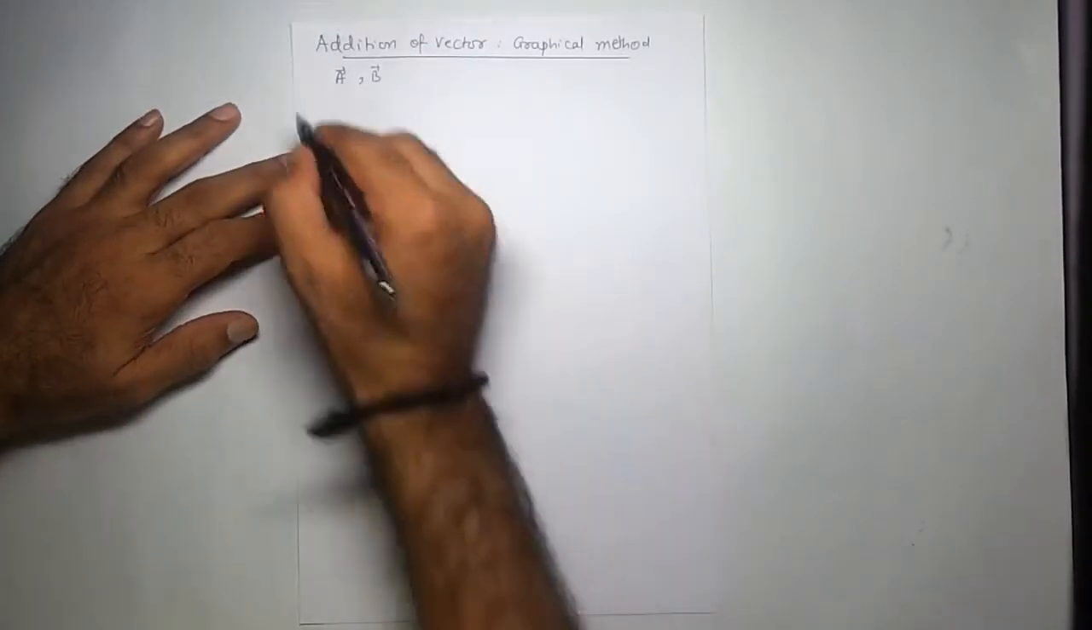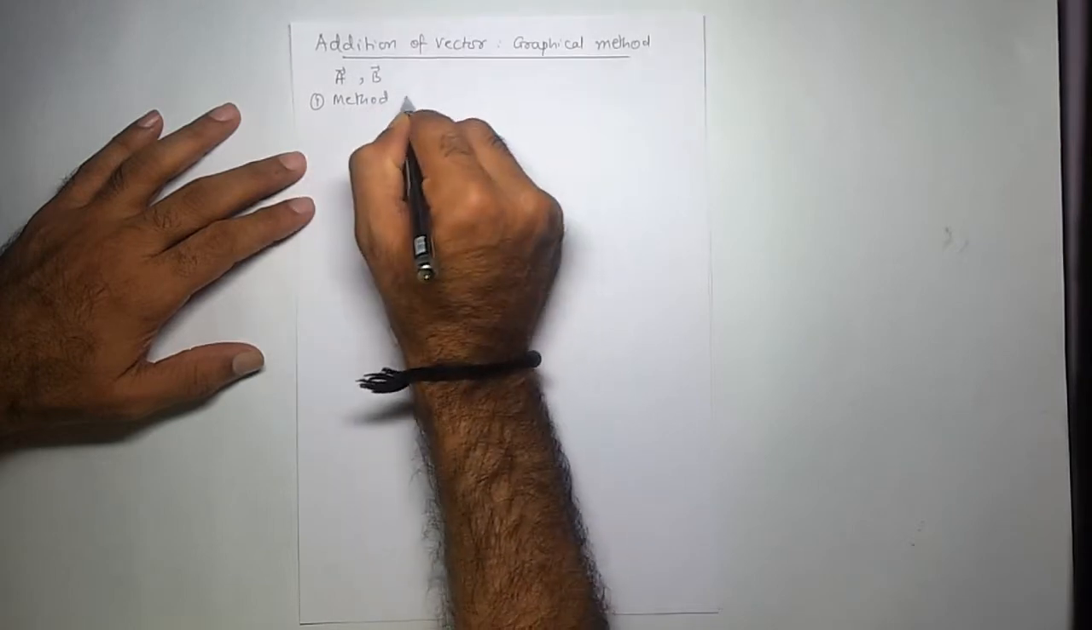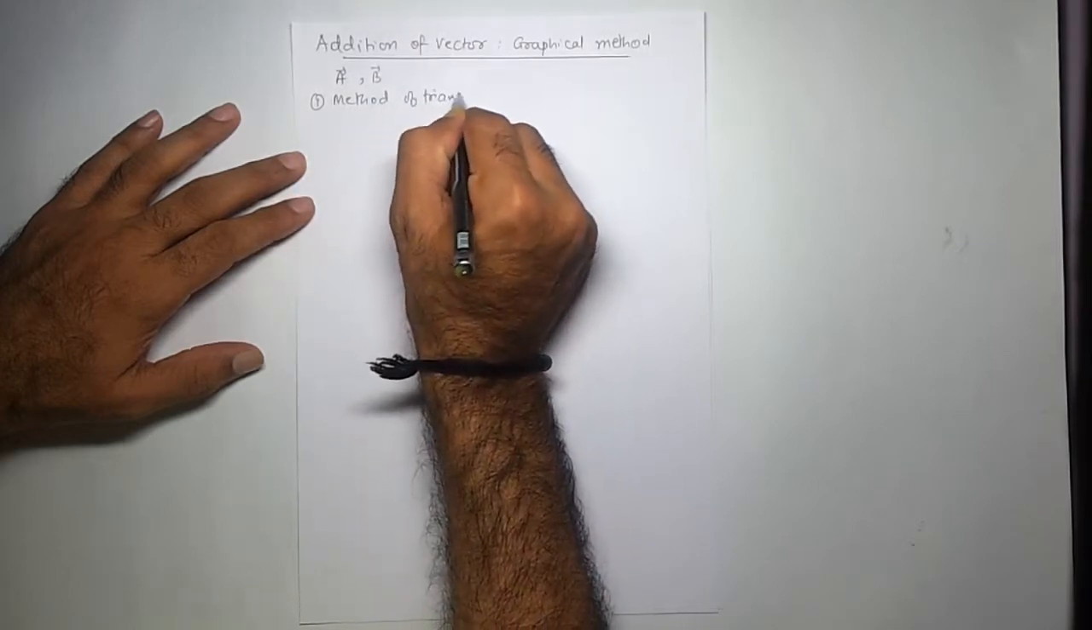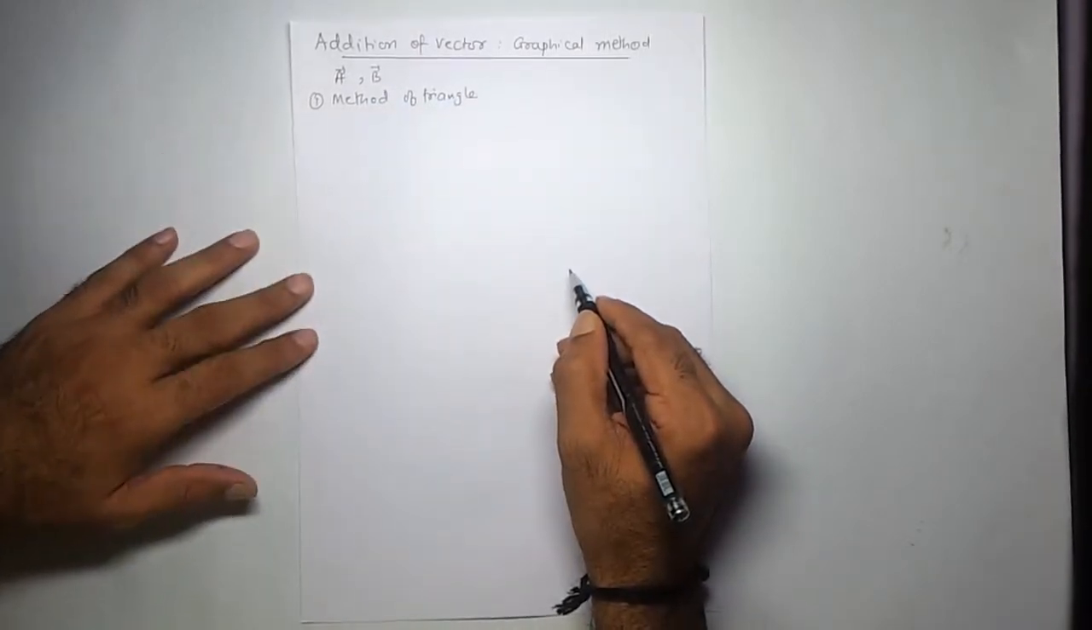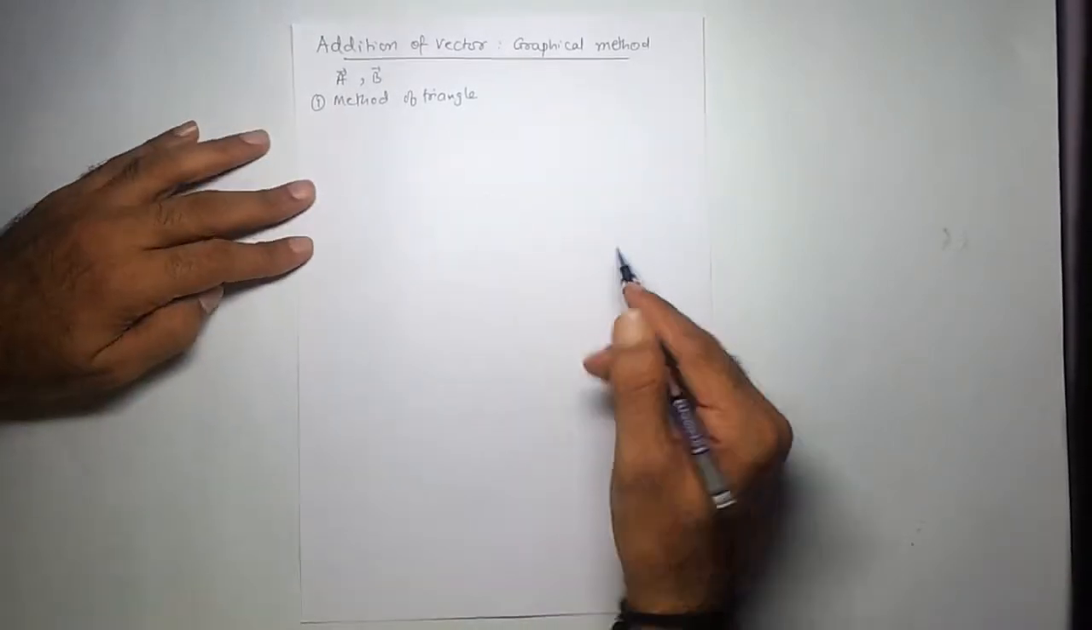Now there are two methods. One is known as the method of triangle, and the other method is the method of parallelogram. Let us begin with the method of triangle. In this, we follow these steps.